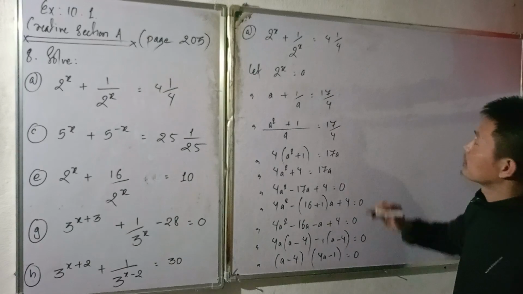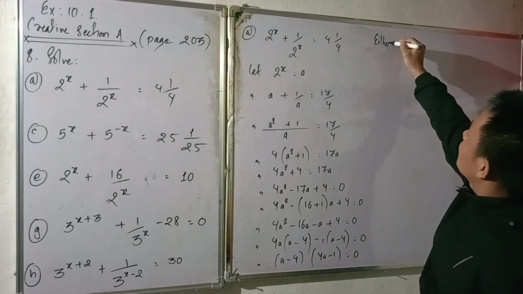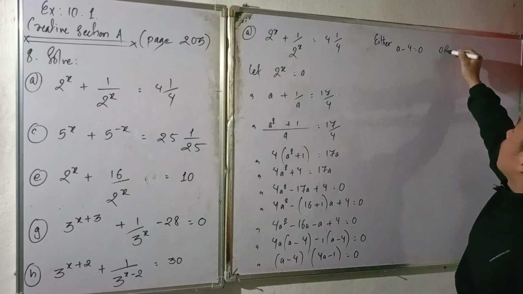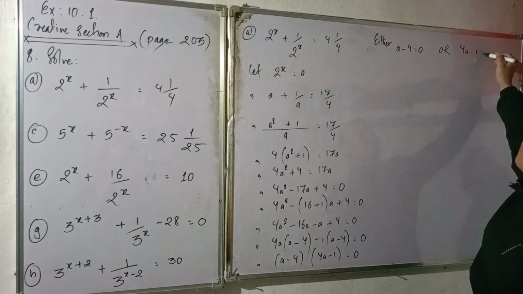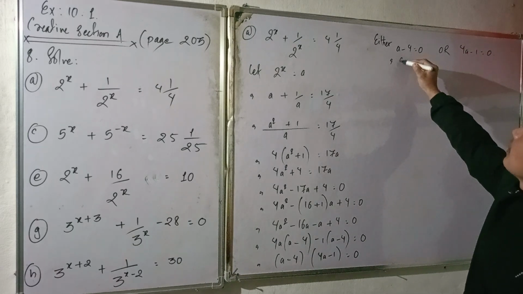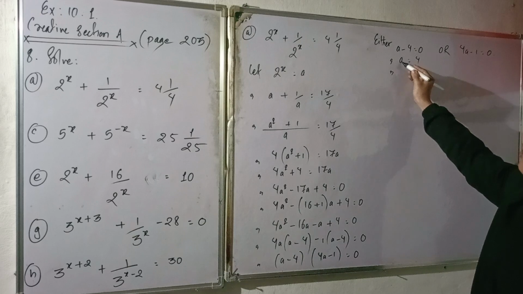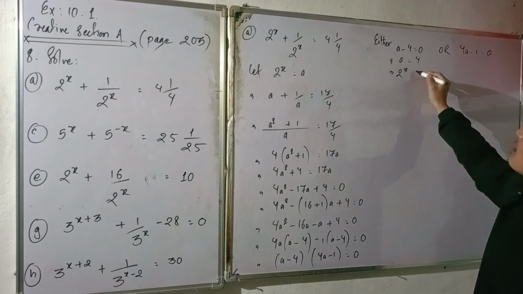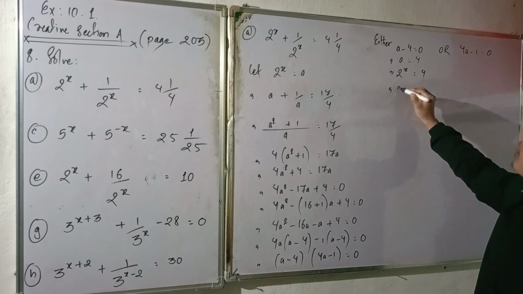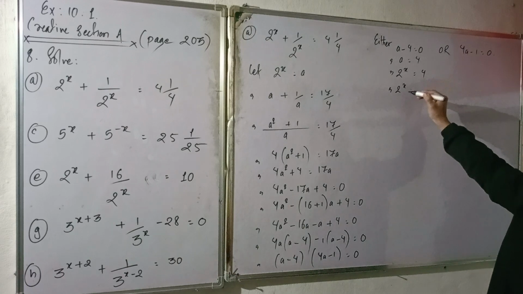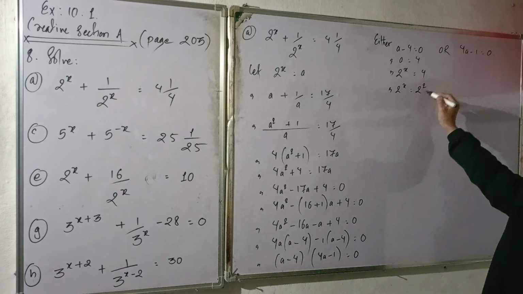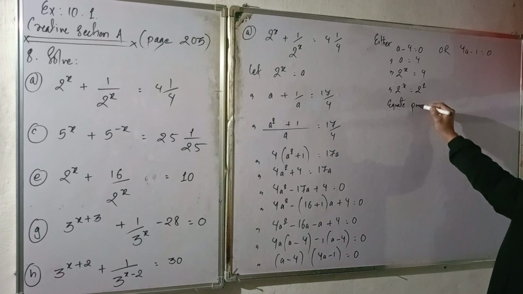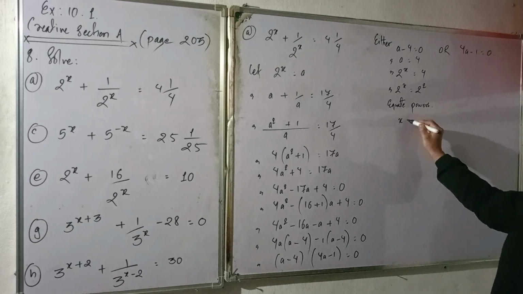Now we can do either a minus 4 equals 0 or 4a minus 1 equals 0. On further simplification, a equals 4. Now substitute the value of a by 2 power x. Now 4 can be written as 2 power 2. Since the bases are the same, you can equate powers, you will get x equals 2.